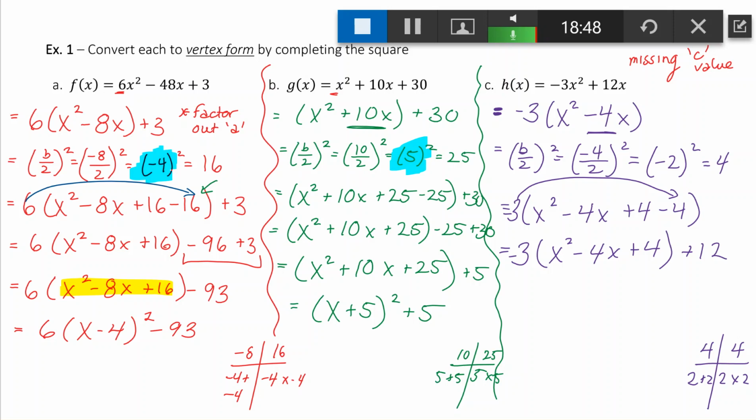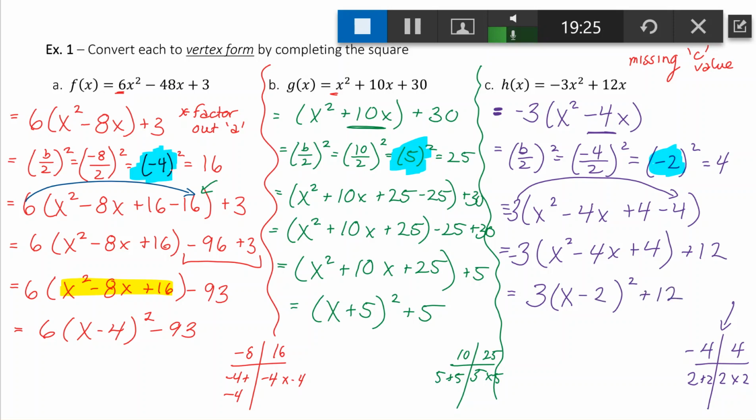And again, if you look up to that process, what do you see here? You see the fact that it is negative 2. And sorry, this down here in the t-chart would be adding to negative 4 and multiplying to positive 4. So you're left with negative 3 times x minus 2 squared plus 12.